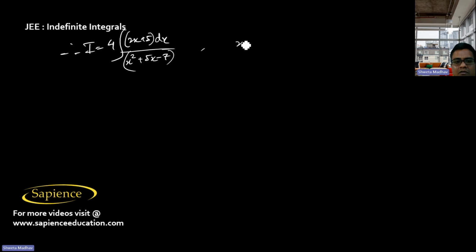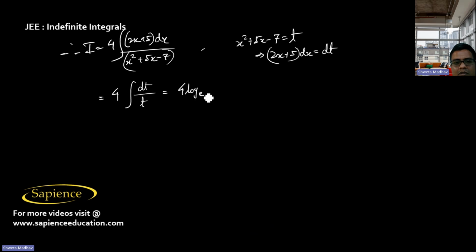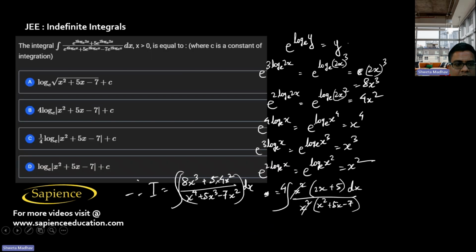So if we take x square plus 5x minus 7 as t, then obviously (2x plus 5) dx will be equal to dt. So this integral will be equal to 4 into integral dt by t, that is 4 into log base e mod t. So that is 4 into log base e mod (x square plus 5x minus 7) plus, obviously, the constant of integration we have to add, plus c. So option B is the correct answer.